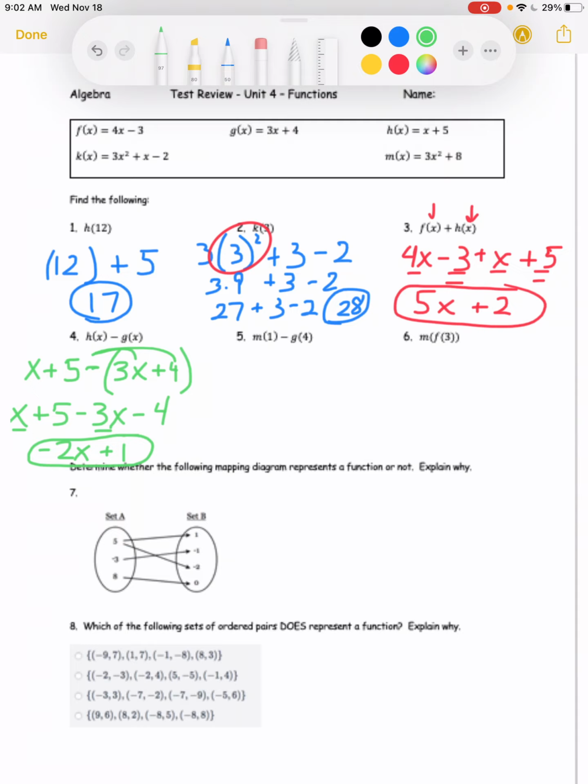Okay, so number 5 is a little bit different because there are numbers plugged in for x now. Okay, so let's get some space here. If I do m of 1, that part's not that scary. We do 3 parentheses 1 squared plus 8. 1 squared is 1 times 3 is 3. 3 plus 8 is 11. Okay, so that's kind of our first answer.